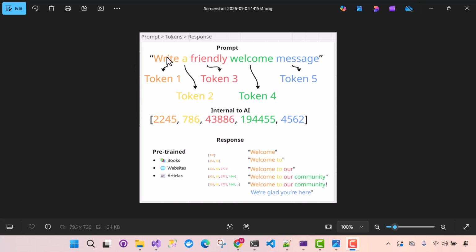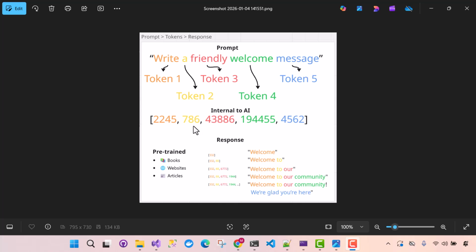The first thing the AI does is break the sentences into tokens, or small chunks of text. Each token is then converted to a number internally. That's what the list represents here. Numbers the AI works with, not words.